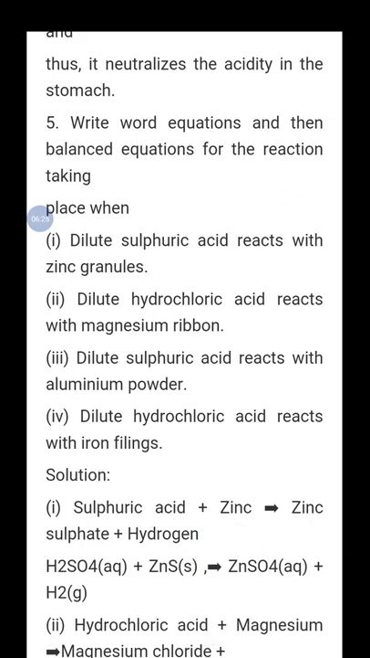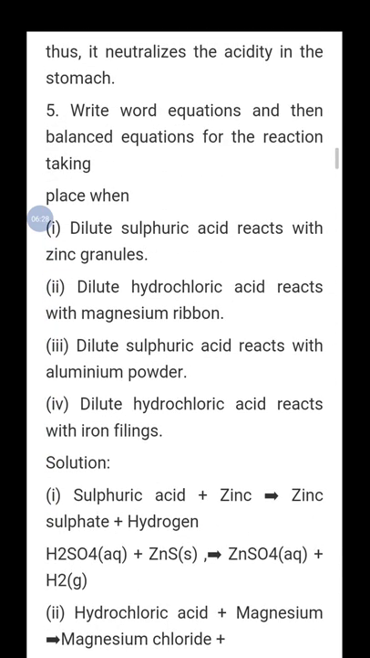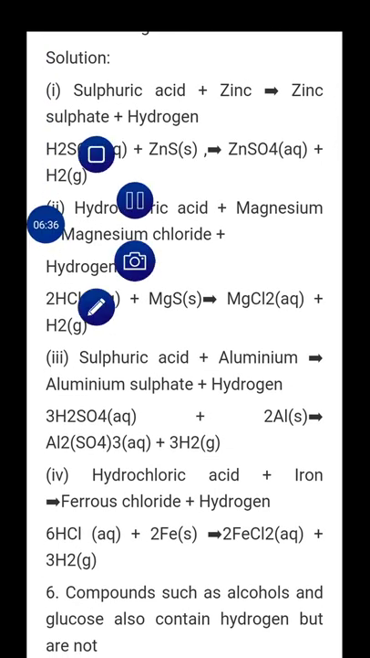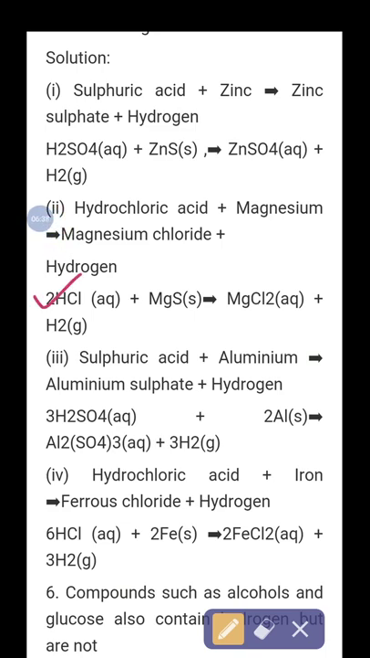Now the next one, hydrochloric acid plus magnesium. Dilute hydrochloric acid reacts with magnesium ribbon. What is the equation? HCl plus Mg gives out MgCl2 plus H2. Here also the S is wrong. 2HCl plus Mg gives out MgCl2 plus H2. This is the final equation.